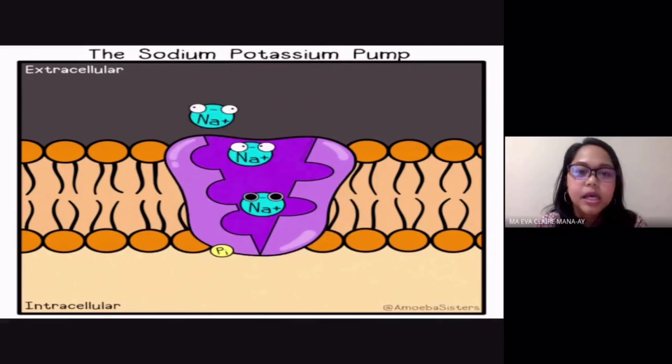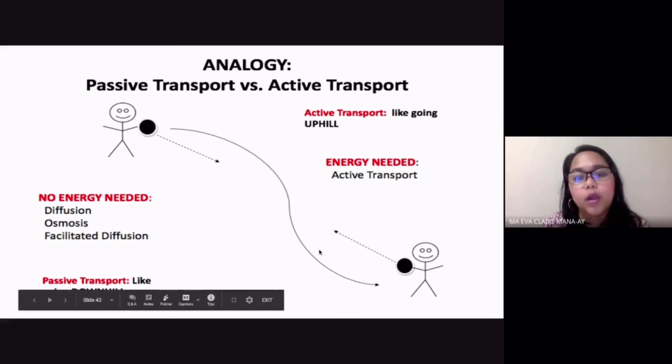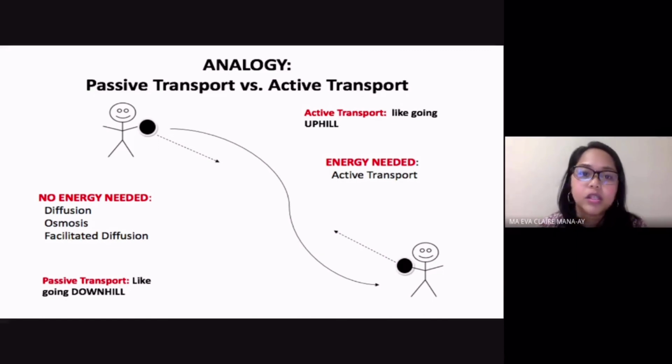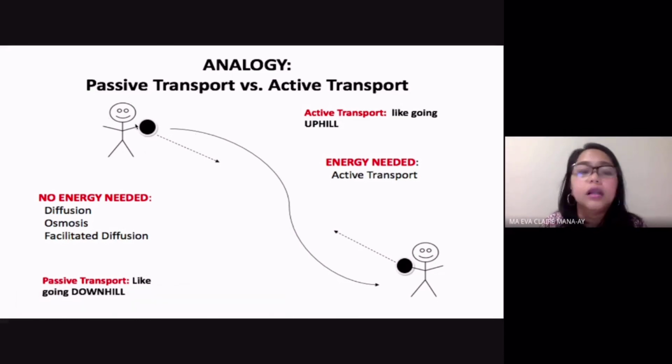All right, now to summarize it all, if we are going to use an analogy for your passive transport and active transport, passive transport is like going downhill. If you are from uphill going downhill, of course, you have your passive transport. The movement of materials will be from an area of higher concentration to an area of lower concentration. Of course, if you are going downhill, you don't really need to use a lot of energy. So your passive transport does not use ATP, does not use energy, and goes from an area of higher concentration to an area of lower concentration.